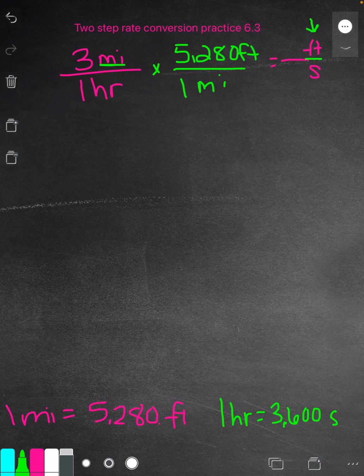So let's go ahead and solve that. I get to cancel first. 3 miles. Miles, I already have a mile on the bottom, so I can cancel that out. I don't see any more feet. I don't see any more hours. So I'm good to actually multiply across. 3 times 5,280 is 15,840.